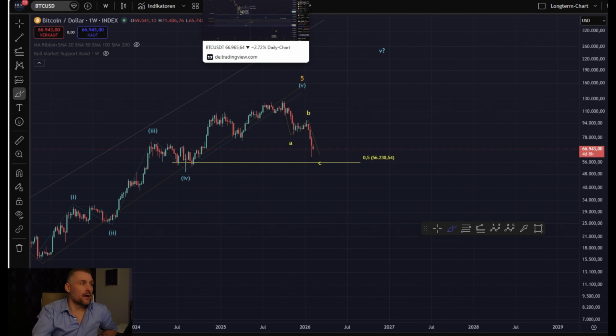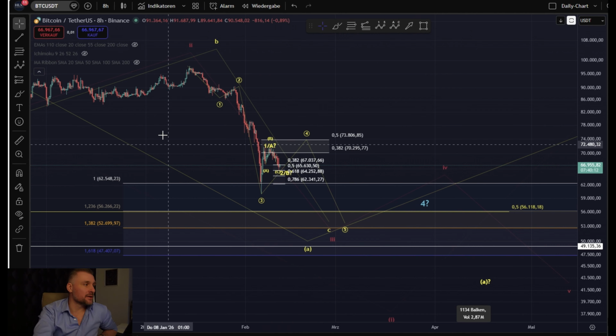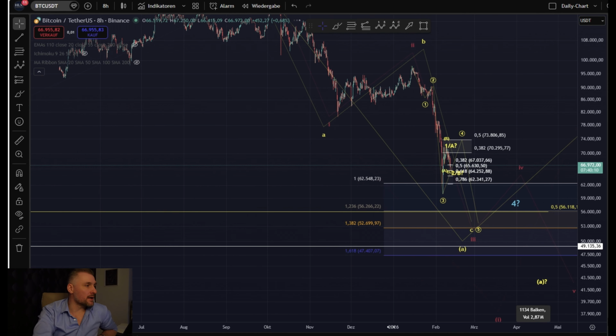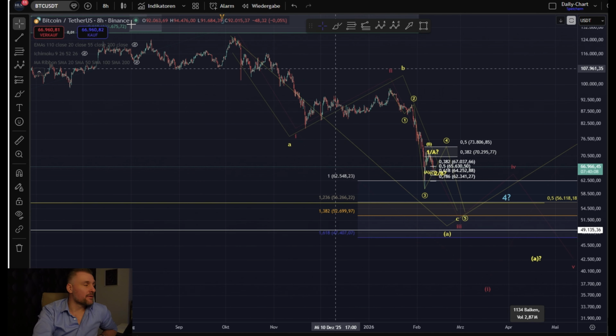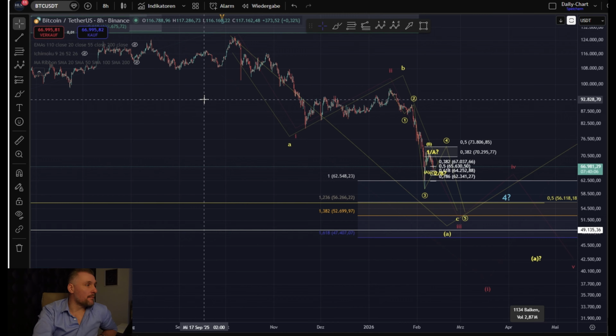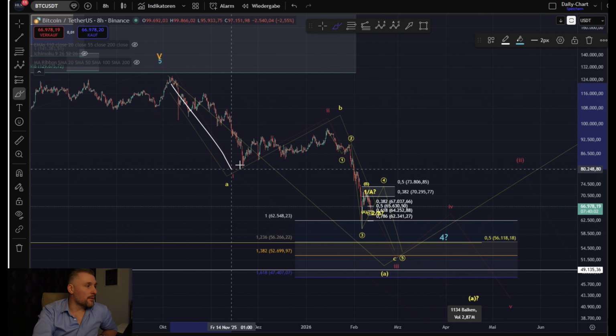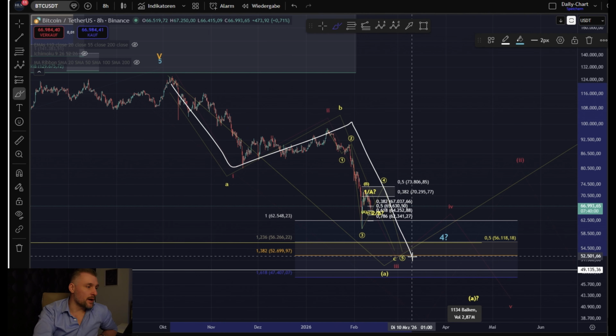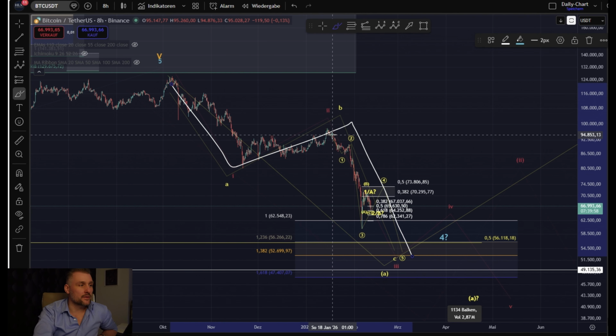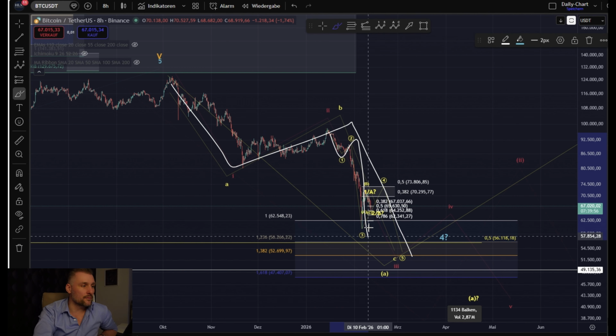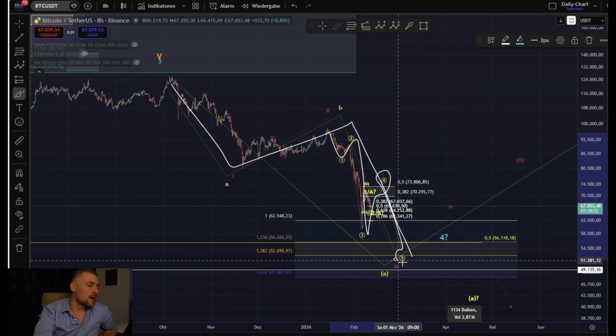And if we jump into the micro count here, then I have already labeled both scenarios here. My preferred scenario in yellow: A wave, B wave, and now the C wave, where we have already fulfilled wave 1, 2, 3, currently in wave 4, and get now a final wave 5 in yellow.